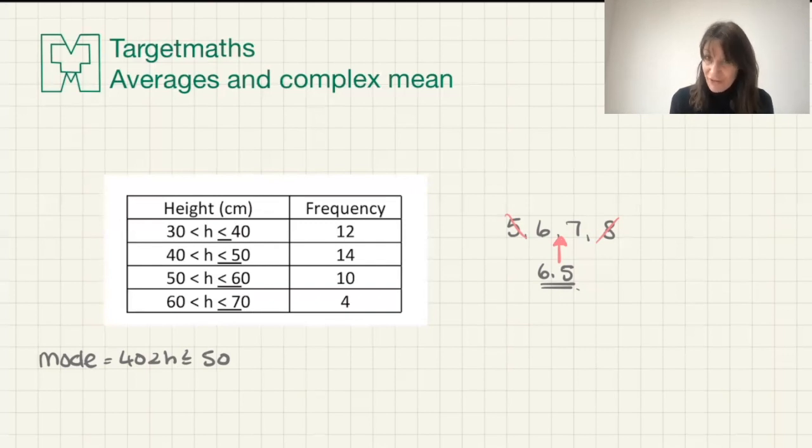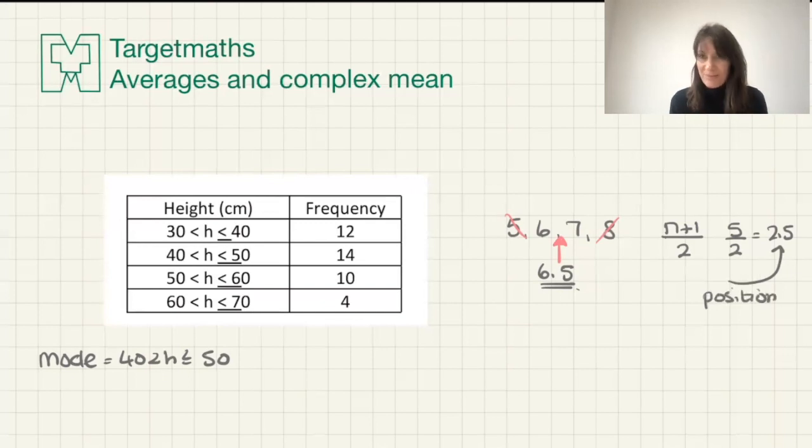I could have used the formula, which is n plus 1, and then divide through by 2. N is the number of digits or values that I have in the list. So in that list, I have 4. 4 plus 1 is 5. And when I divide by 2, I get 2.5. 2.5, this number here is telling me the position of the median. It's not telling me the median.